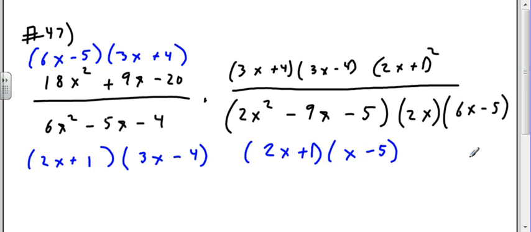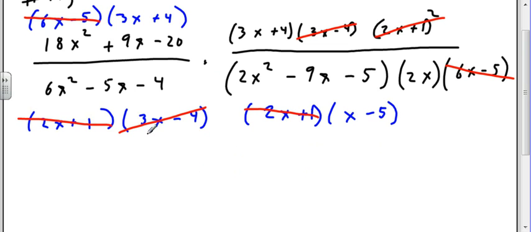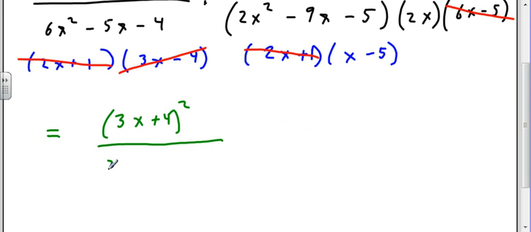I'm ready to go. And so there's one of those guys and one of those guys. And there's one, two of them, and there's two of them there. And there's one of these guys and one of those guys. And it looks like I'm done. Does it look like I'm done? Okay, so I've got 3x plus 4, the quantity squared, nothing else on the top. On the bottom, I've got a 2x, x minus 5. And what was that? That was 27? That was 27, right? Yeah, I guess so.